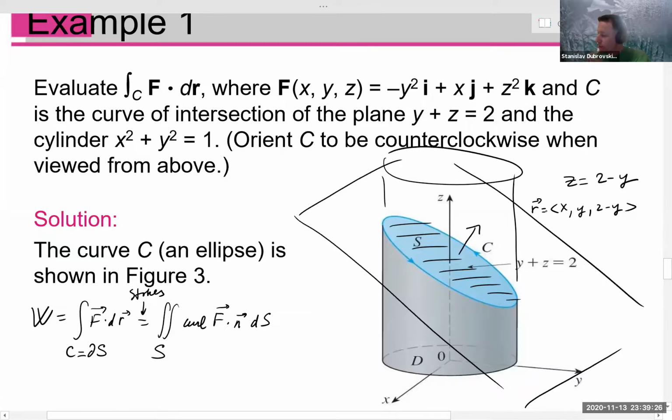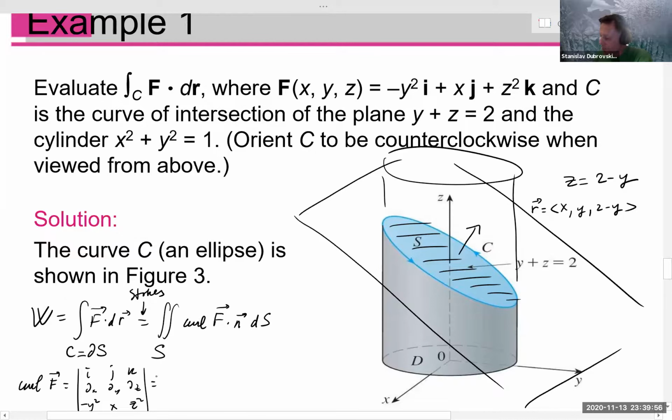And then the next order is what about the curl? So, well, curl F we'll have to find out by usual methods, i, j, k. Then we'll plug in the partials, dx, dy, dz. And the third row would be minus y squared, x, and z squared, the components of a vector field.